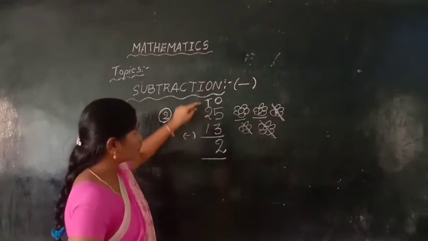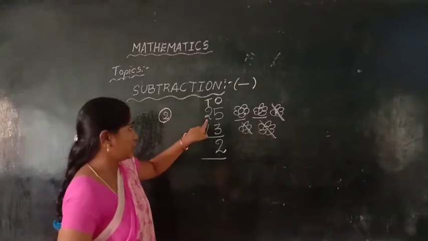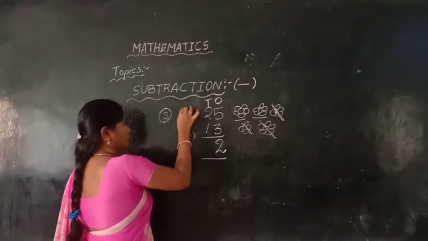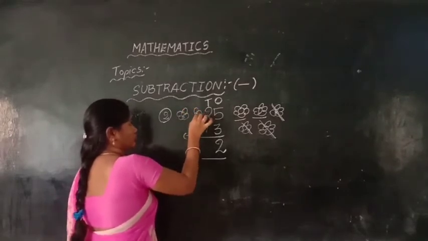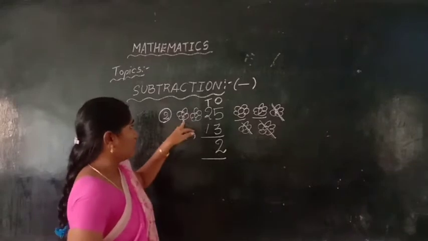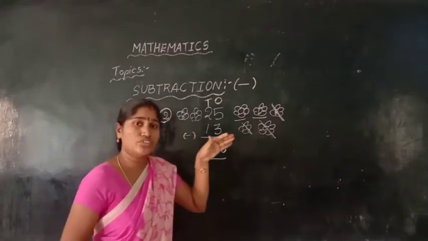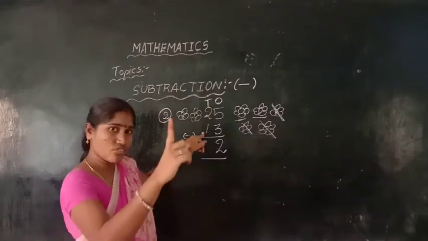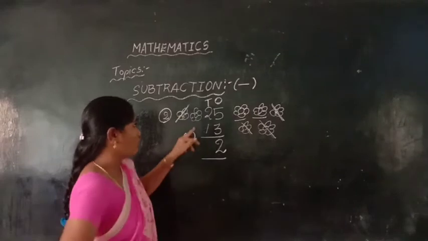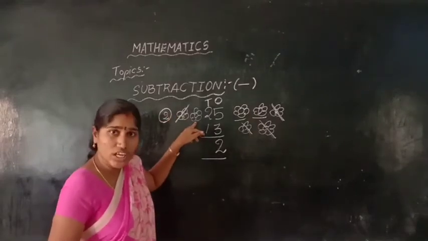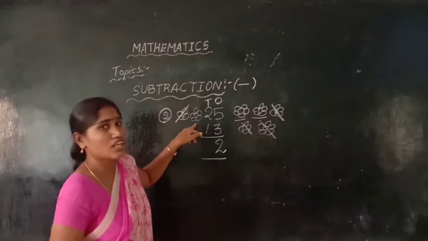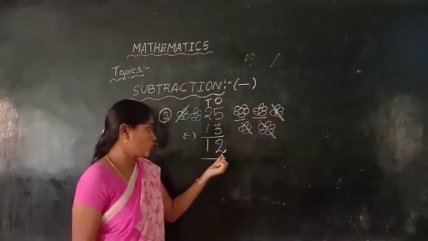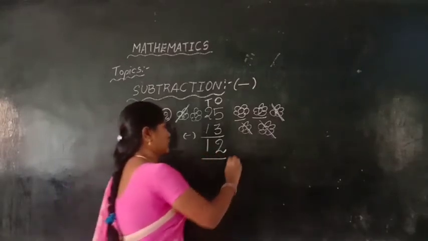Now we are going to the tens digit. Okay, children, see here, it is 2. Now we are taking 2 flowers. 1, 2. Okay. Of these 2 flowers, how many flowers will we cross? See here. 1. One flower we crossed. How many flowers remain here? Yes, one flower remains. So the answer is 1. 1 and 2, so the answer is 12.